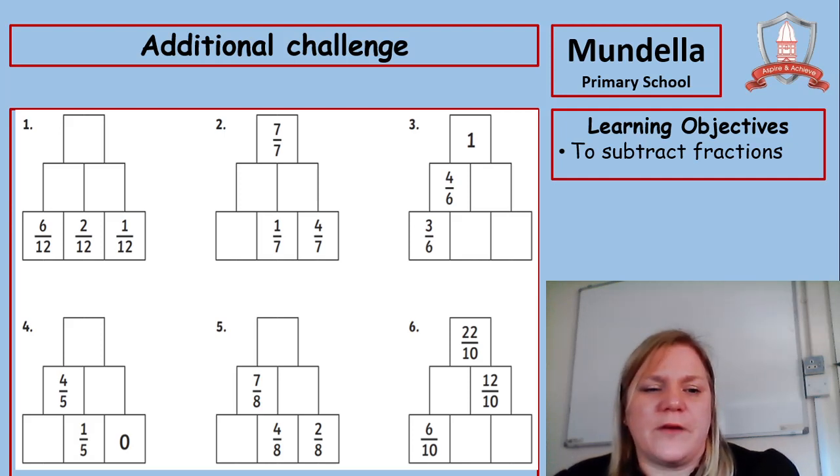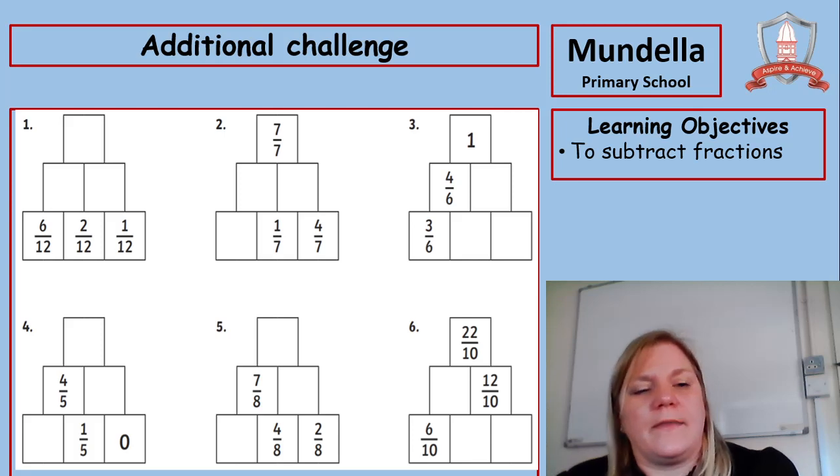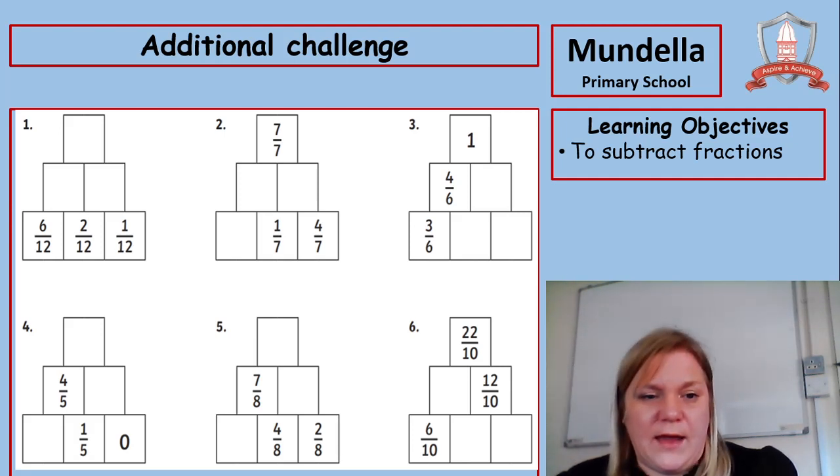So if we look at the first two, 6/12 and 2/12, if we add these together, we end up with 8/12. So that would go in the first box. And then we've got 2/12 add 1/12, which equals 3/12. We could add that together to the 8/12, and then we end up with 11/12 in the top box.